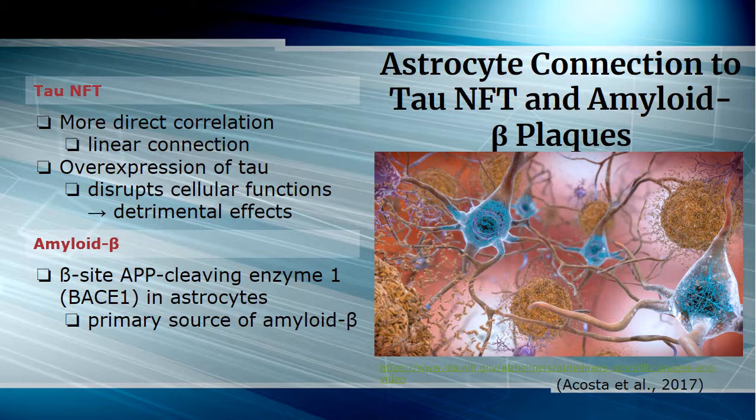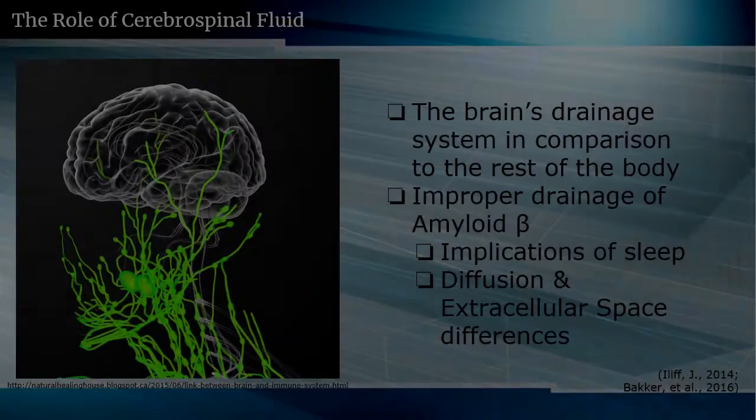Stressed astrocytes and reactive astrocytes near amyloid plaques contain the BACE1 gene. In effect, these astrocytes produce and may even be the primary source of amyloid beta in the brain during the progression of Alzheimer's disease. Therefore, astrocytes have a major contribution to the progression of Alzheimer's disease due to their effects on tau neurofibrillary tangles and amyloid beta plaques.